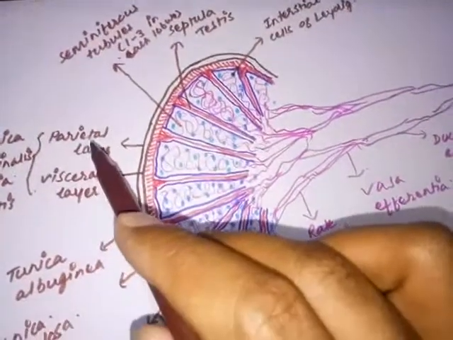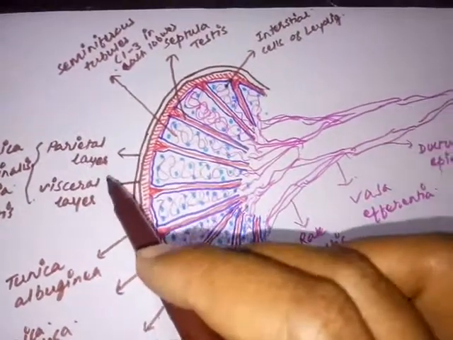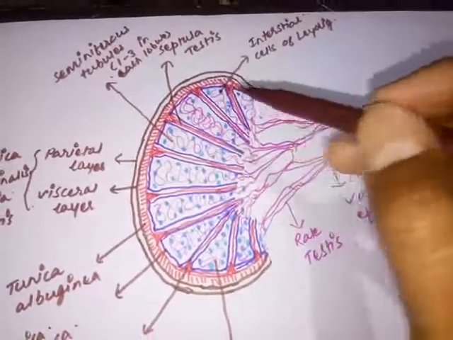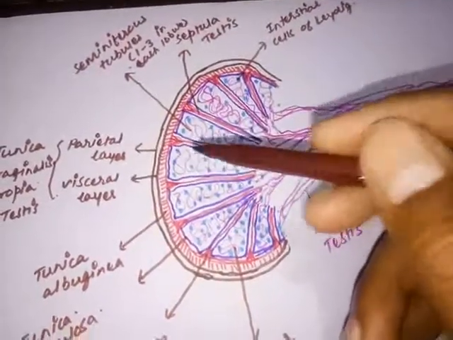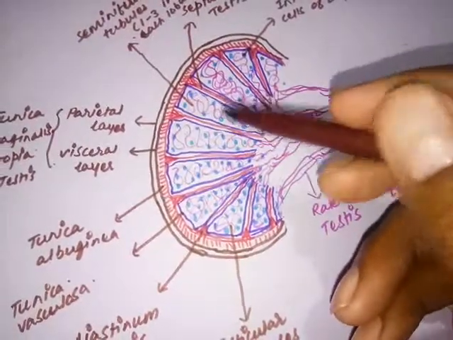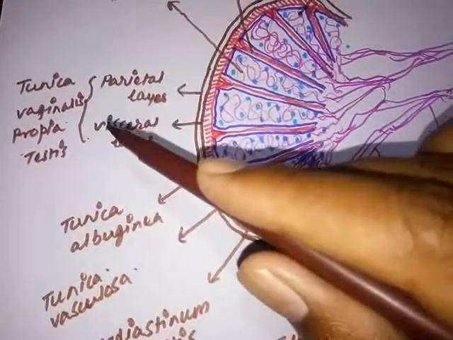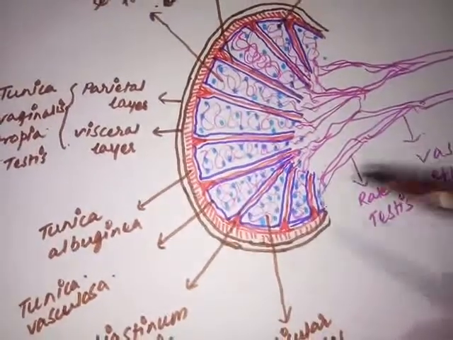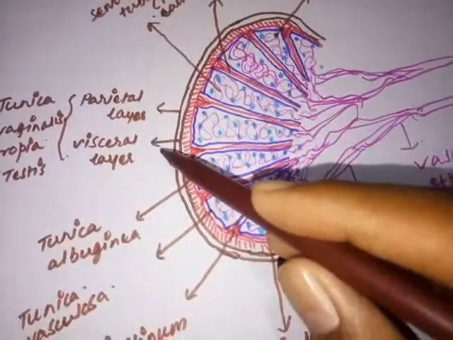The tunica vaginalis propria testis has an outer layer called the parietal layer. The inner layer is called the visceral layer, and there is a potential space in between, normally called the serous cavity, which is filled with serous fluid. So this is clear. The first, outermost layer, tunica vaginalis propria testis, is a 2-layered structure. The outer layer is the parietal layer and the inner layer is the visceral layer.